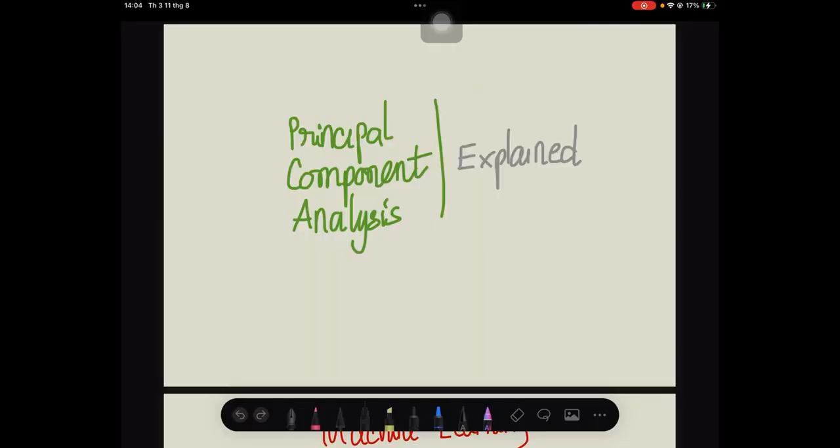Imagine you are managing a large portfolio. You have hundreds of stocks, and for each stock, you have dozens of variables: interest rates, inflation, GDP growth, credit spread. At first, this sounds like an advantage. More information should mean better analysis.